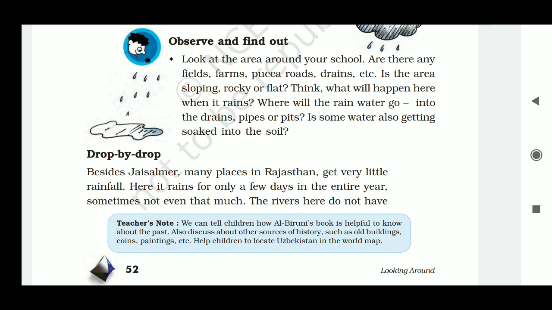So some water from the lake soaked into the ground, that means groundwater. The soil of the area also became wet and fertile. Every house has a system to collect the rainwater. Look at the picture on your right.